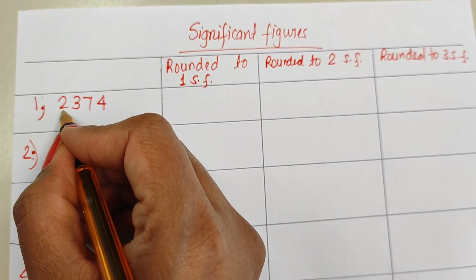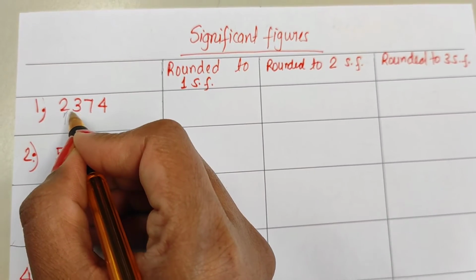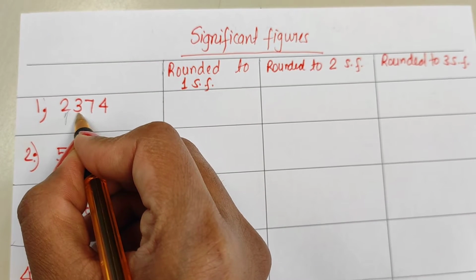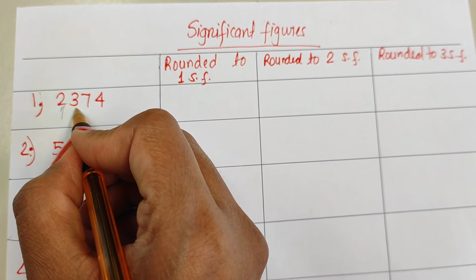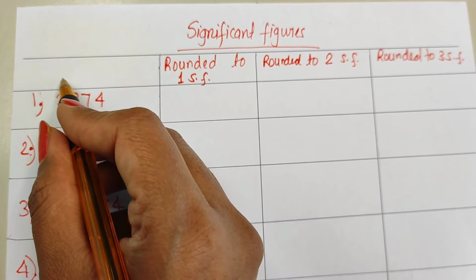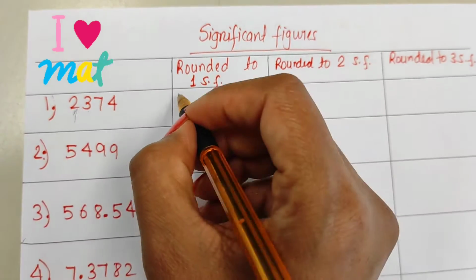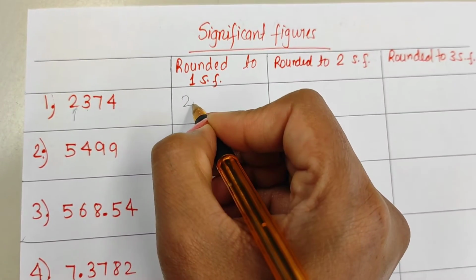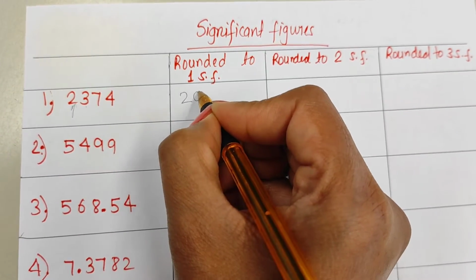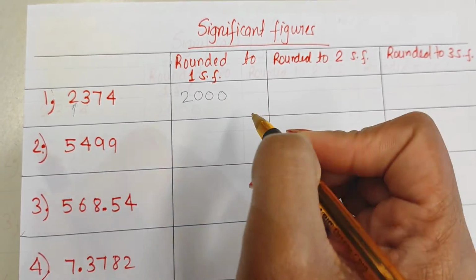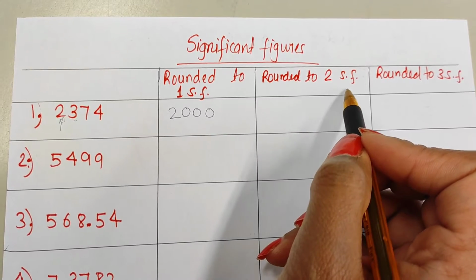This is my first significant figure, and now I have to look at the second digit. The second digit is less than 5, so we can't round this number up. That means we will just write down 2 and the rest of them as zeros: 0, 0, 0.